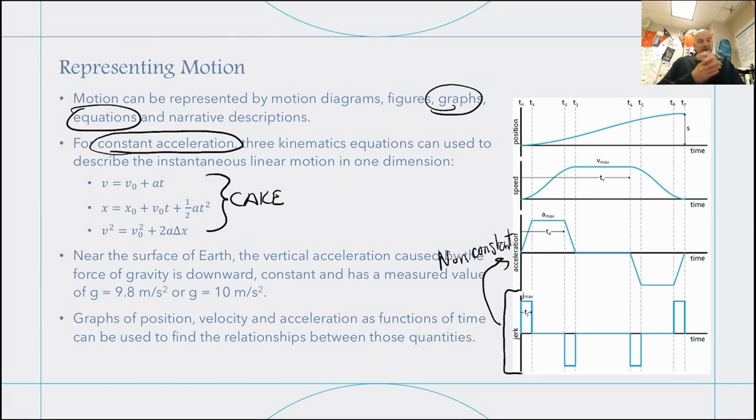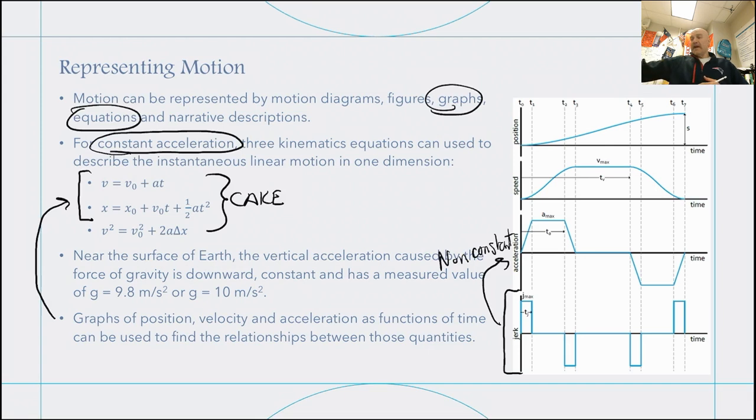Graphs of position, velocity, and acceleration as functions of time can be used to find the relationship between these quantities. If it's constant acceleration, there are your graphs and those two equations. But if it's non-constant acceleration, you'll see what is over here on the side.